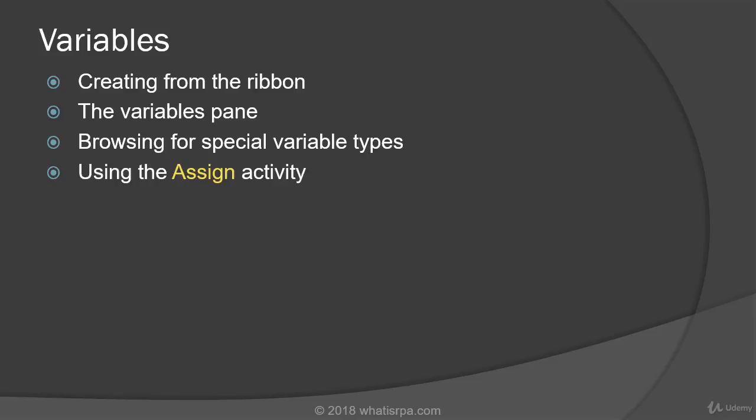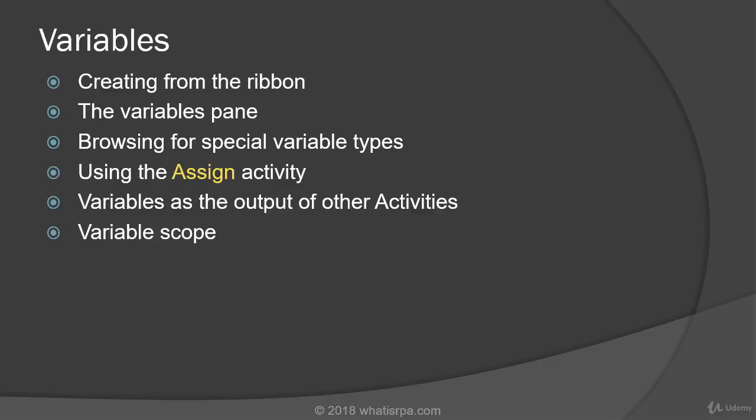Then we'll move on and we'll talk about using the assign activity to create new variables and to update their values. We'll discuss how variables can be used as the output of other activities. I'll spend a little time talking about variable scope.